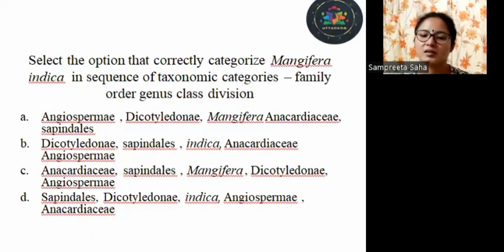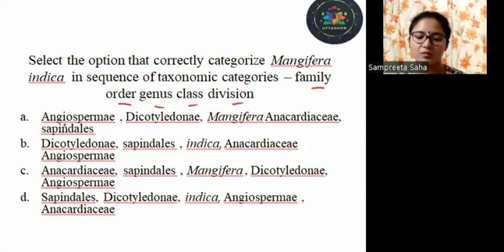Here the question says, select the option that correctly categorizes Mangifera indica, that is mango, in the sequence of taxonomic categories. They have given us a sequence, not the one that is accepted: family, order, genus, class, and division. So let us check the options, categories of mango, in order to answer this question. Since they have given us the specific categories on which we have to work: family, order, genus, class, and division.